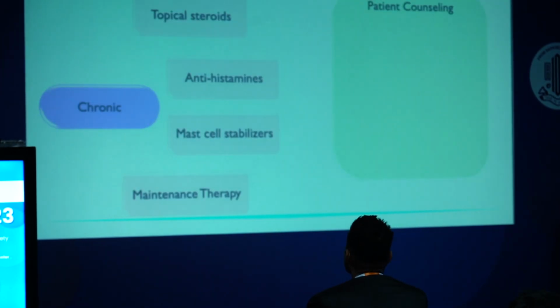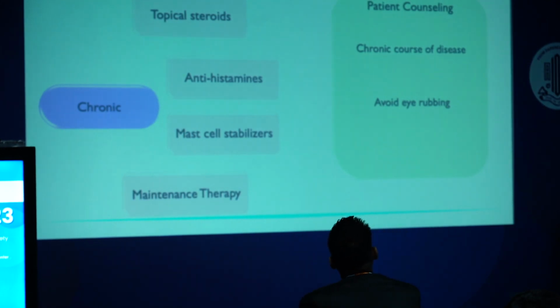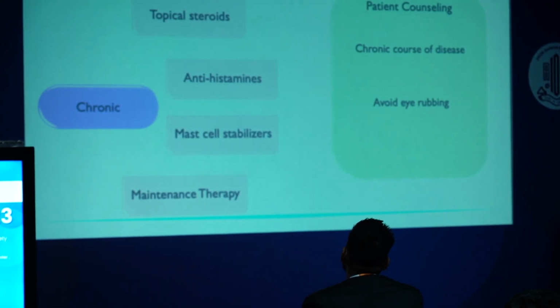Now, counseling is a very integral part of management of patients with ocular allergy. Both the patients and the parents must be explained about the chronic course of the disease. We have to advocate against self-medication with steroids, and of course avoiding eye rubbing.